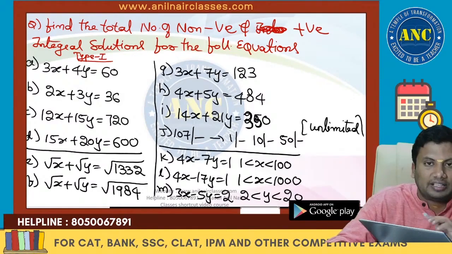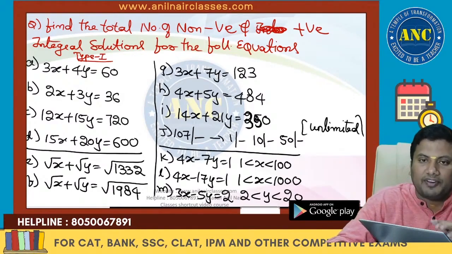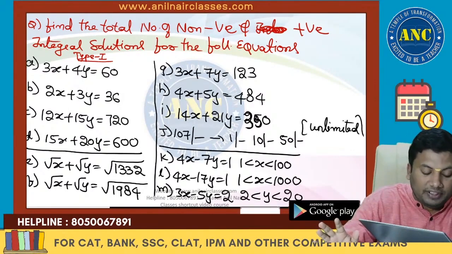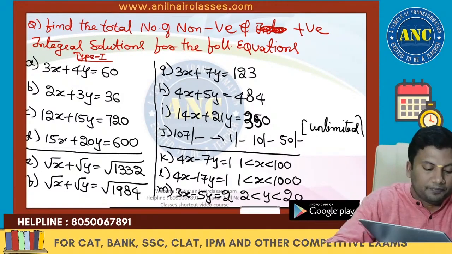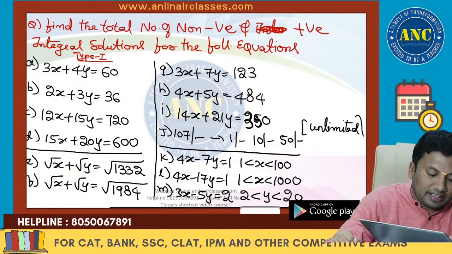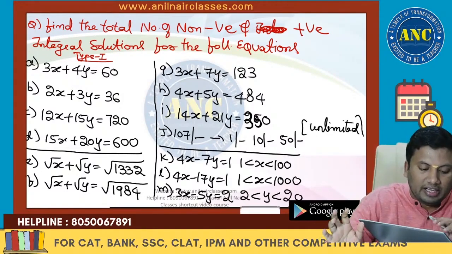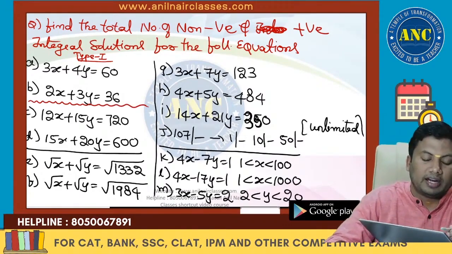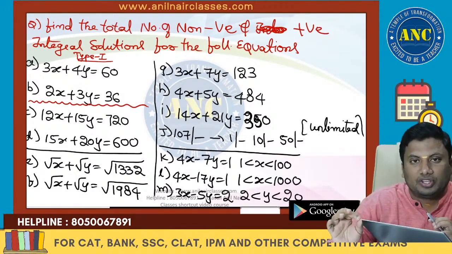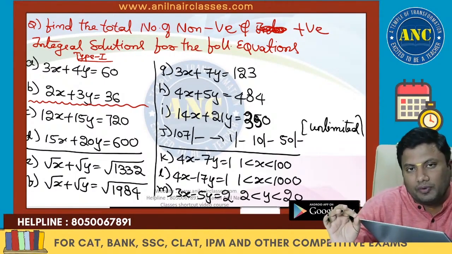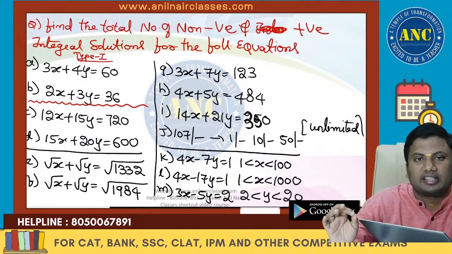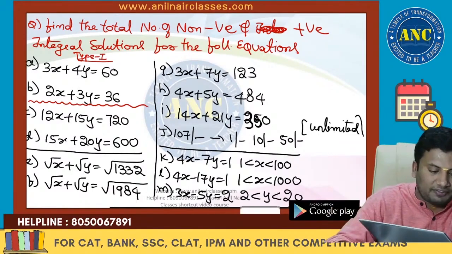2 is a factor of 36. 3 is a factor of 36. 12 is a factor of 720. 15 is a factor of 720. 15 is a factor of 600. 20 is also a factor of 600. Keep another slash line here. Here in type 1, both the coefficients of x and y are factors of the right hand side.